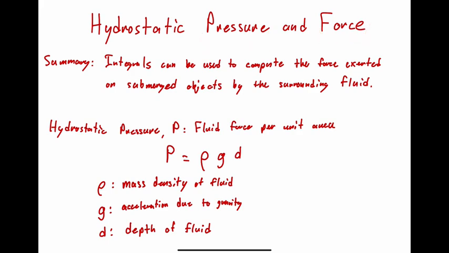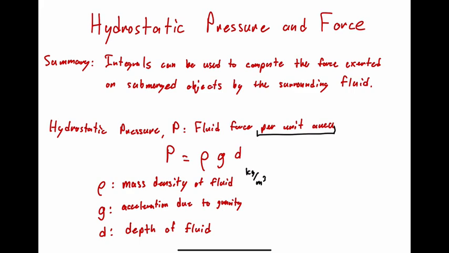First of all, hydrostatic pressure, which we'll denote by P, is the fluid force per unit area. And the formula for hydrostatic pressure is mass density times acceleration due to gravity times the current depth that the object is submerged in the fluid. If we are working with metric units, the mass density will typically be measured in kilograms per cubic meters. We have a mass divided by volume, and then acceleration due to gravity is meters per second squared.